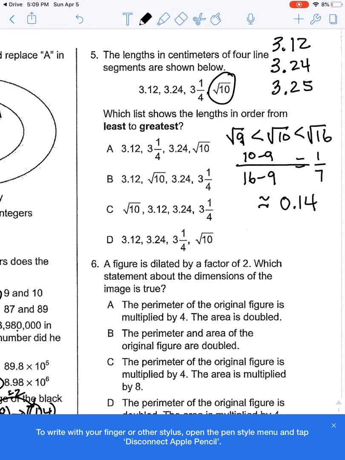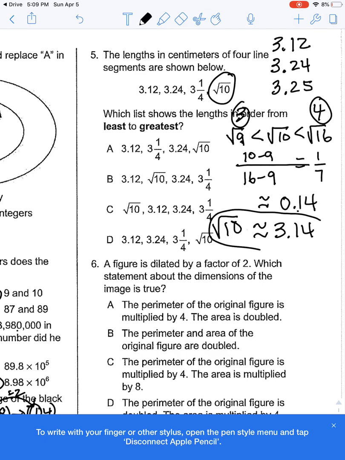Remember, the square root of 9 is actually 3, and the square root of 16 is actually 4. So what we're saying here is this square root of 10 is about 14 hundredths between 3 and 4. So that gives us an approximate value for the square root of 10 as 3 and 14 hundredths, or 3.14. So that is going to go up here between 3.12 and 3.24.